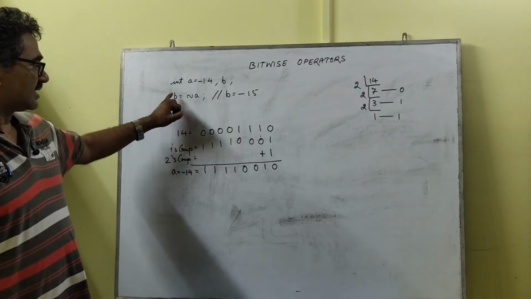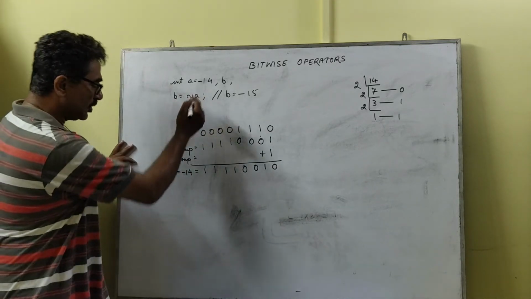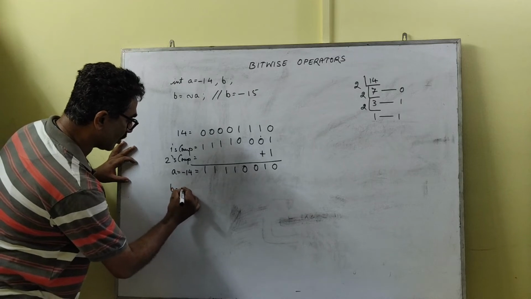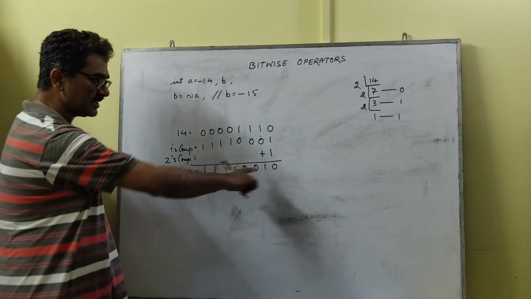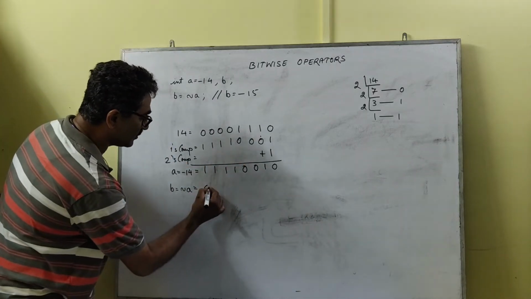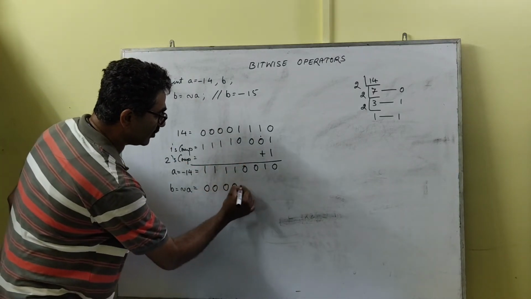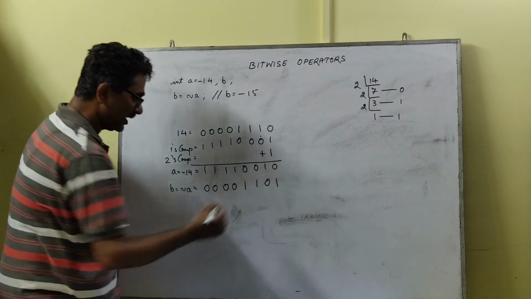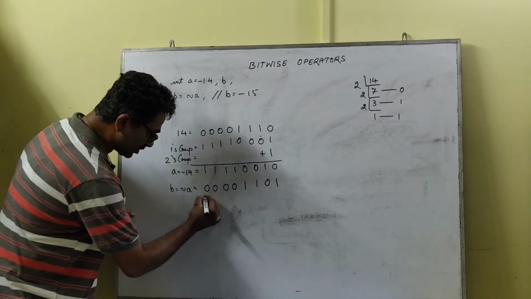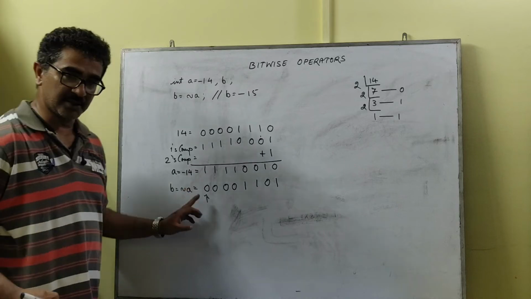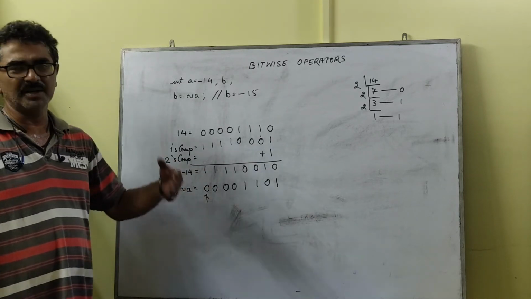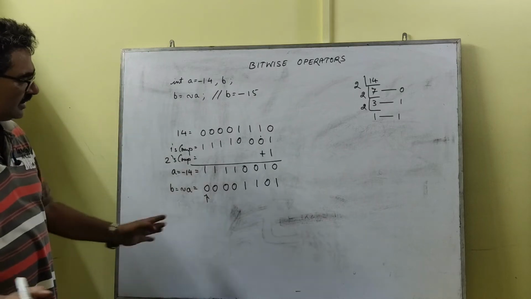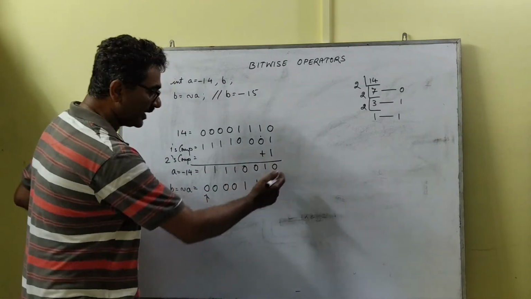Now what is written is B is equal to not of A. That means we are going to reverse all these bits, that is complement these bits. So this will be 0, 0, 0, 0, 1, 1, 0, 1. Now you see the extreme leftmost bit is 0, indicating that it's a positive number. If it is a positive number, do not go for any 2's complement method. We can directly convert from binary to decimal.